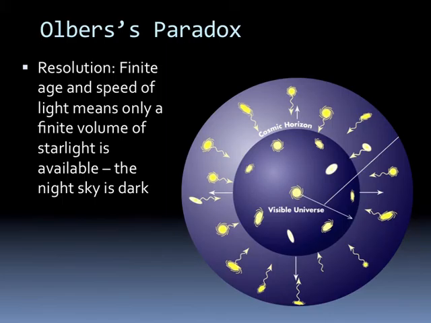A finite age and the speed of light mean only a finite volume of starlight is available. In other words, the night sky is dark.